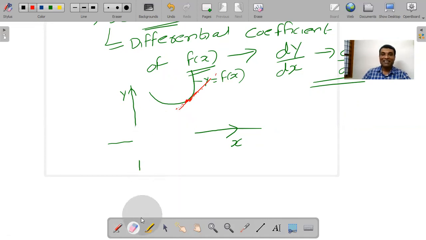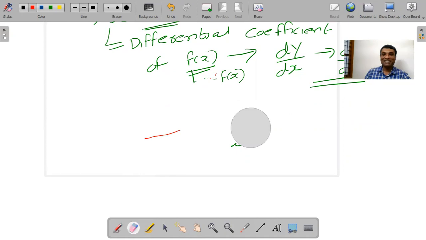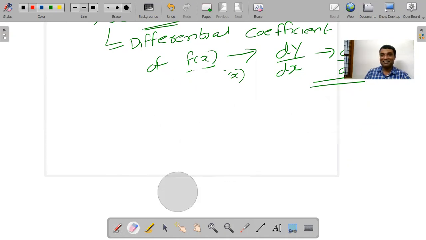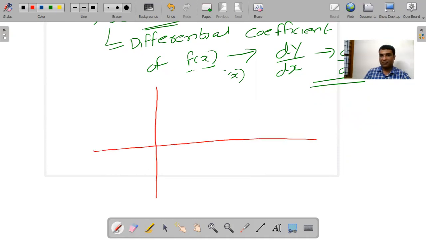Not drawing exactly right. So, axis again. I'm using a point here, and with respect to this point, I'm drawing a tangent line. Since this is touching only this point, a tangent touches the curve only at a single point.